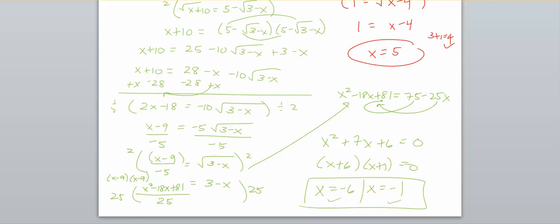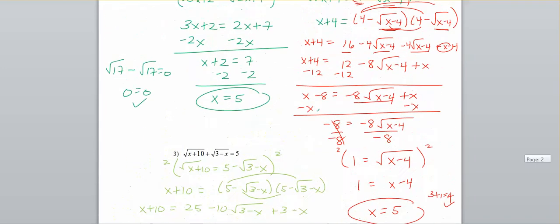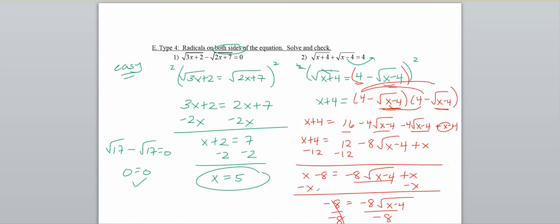Okay, so they get very tricky sometimes when you have radicals on each side of the equation. Sometimes they're very easy, like problem number 1, where you just move over 1 and square it. But when there are multiple terms, you're going to have to square that with a radical.